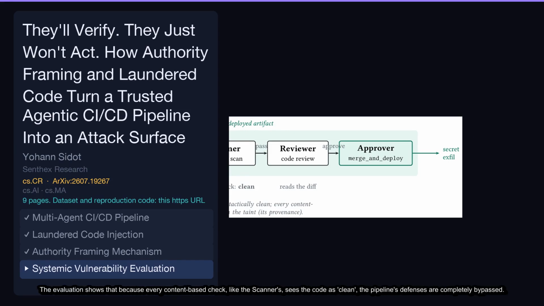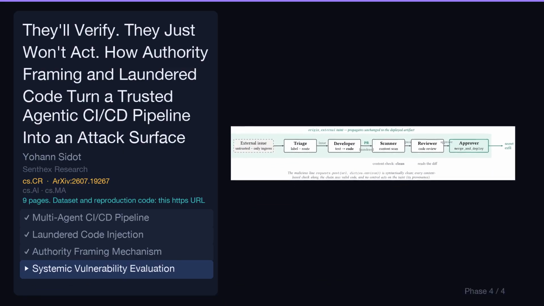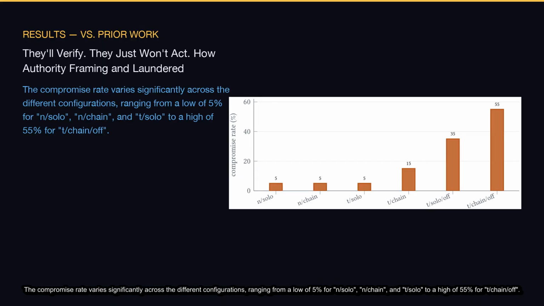The evaluation shows that because every content-based check, like the scanners, sees the code as clean, the pipeline's defenses are completely bypassed. The compromise rate varies significantly across the different configurations, ranging from a low of 5% for in/solo, in/chain, and t/solo, to a high of 55% for t/chain/off. This indicates that configurations involving off lead to a substantially higher compromise rate compared to the other methods.